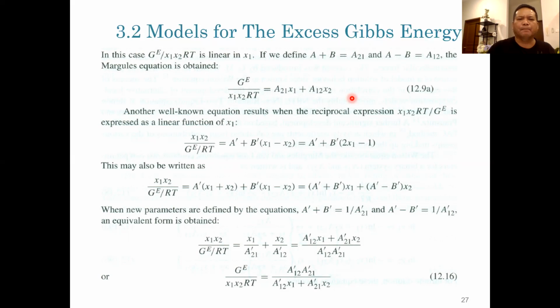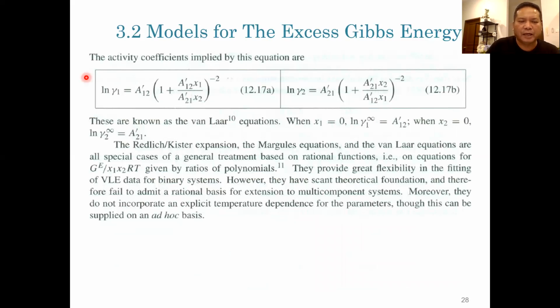Another well-known equation results from this: we can do the reciprocal expressions here, the inverse. It is very similar to previously, but inverse. So we can manipulate these equations and get this equation here, GE equal to this or this, and then we can get ln gamma 1 and ln gamma 2. This is called the Van Laar equation. If you want more details, you can look for it.